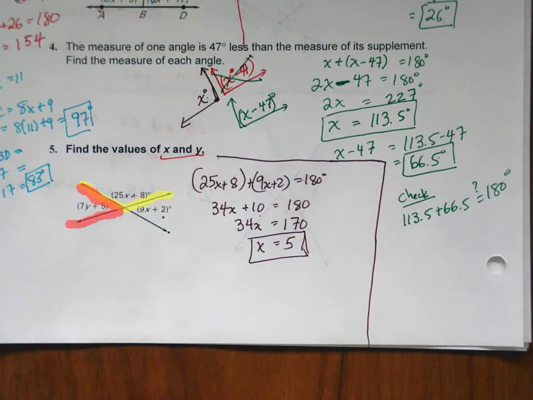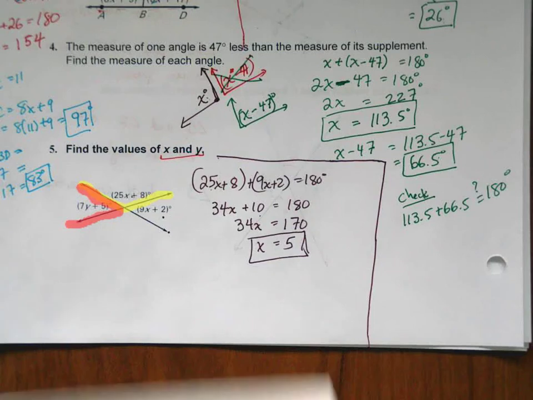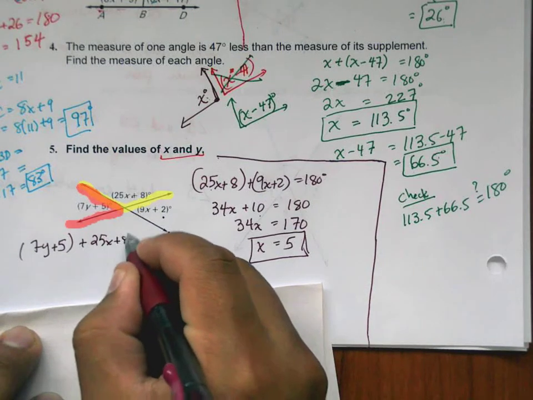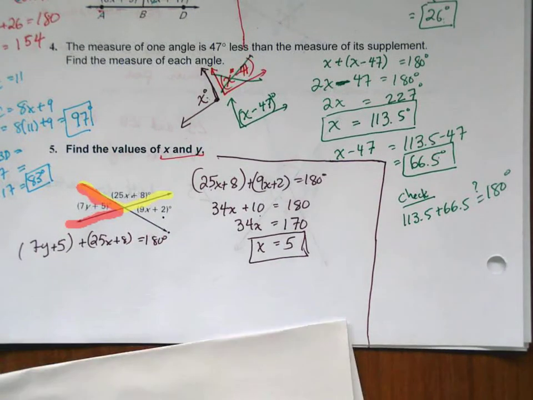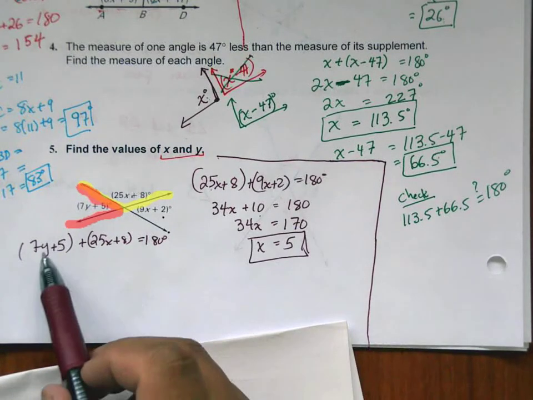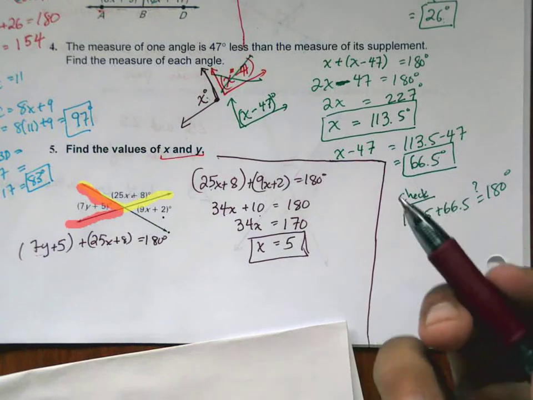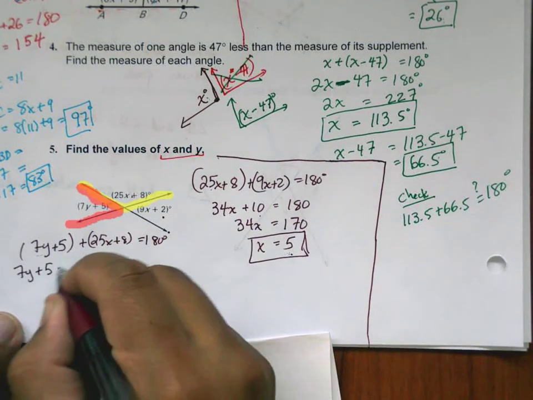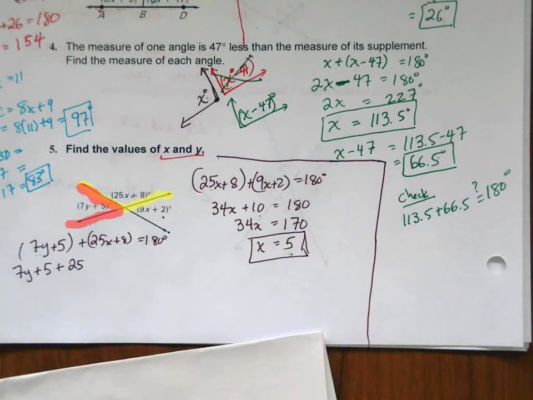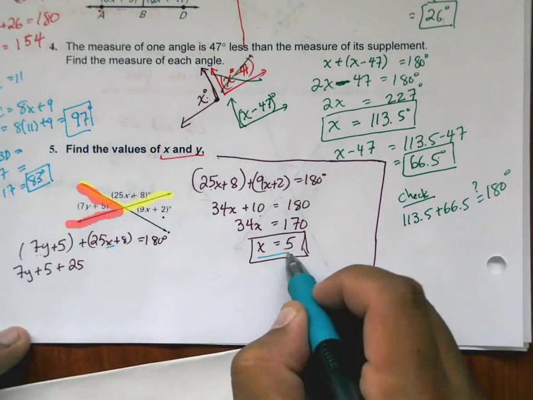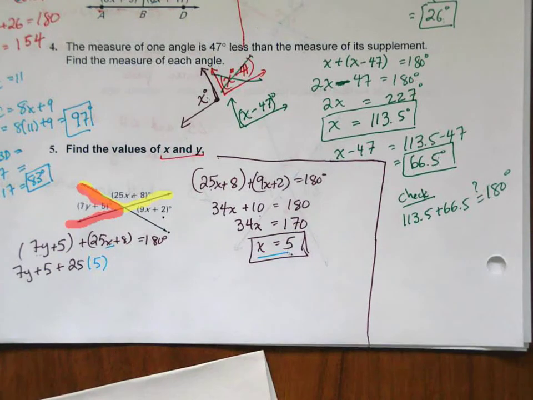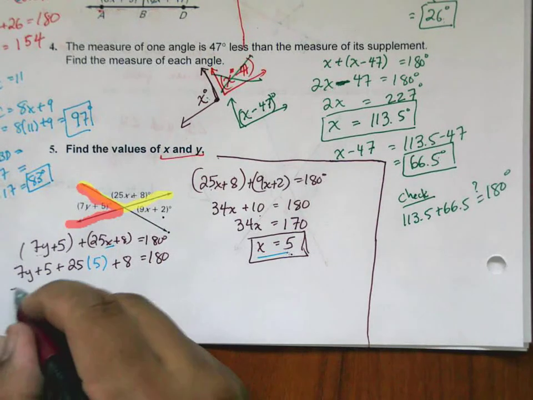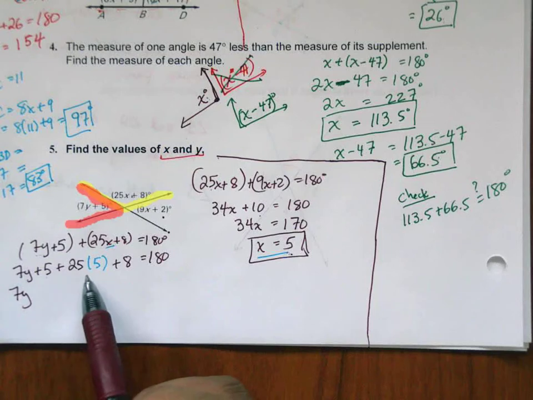So now I can say with confidence that 7y plus 5 plus 25x plus 8 also equals 180 degrees. We're not able to just combine like terms like 7y and 25x. Those are different variables, so we can't combine them. But we do know that x equals 5, so we can make this substitution. 7y plus 5 plus 25, and instead of writing x, I'm just going to use 5. Remember, this x is equal to 5. Plus 8 equals 180. Now there's a bunch of arithmetic to do. I have 7y, and 5 plus 125 plus 8 gives me 138.